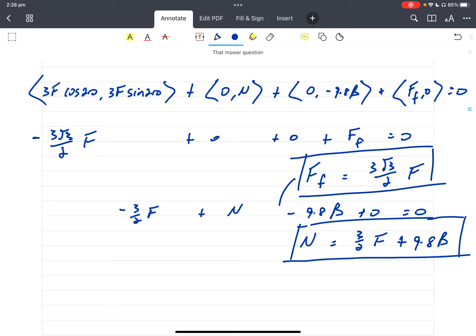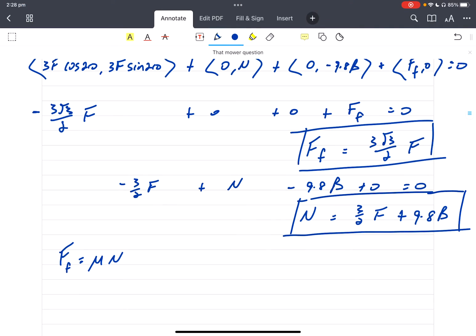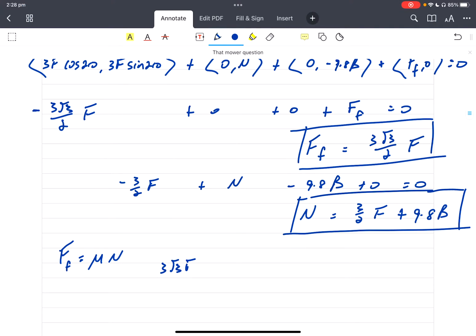Now there's a link between our force of friction and our normal. Force of friction equals mu n, and mu is the thing that the question is asking for. So we've got to get that in there. So there's our force of friction, it must equal that. So I'm going to go 3 root 3 f on 2 must equal mu times n, and n is that thing there, 3 on 2 f. Okay.